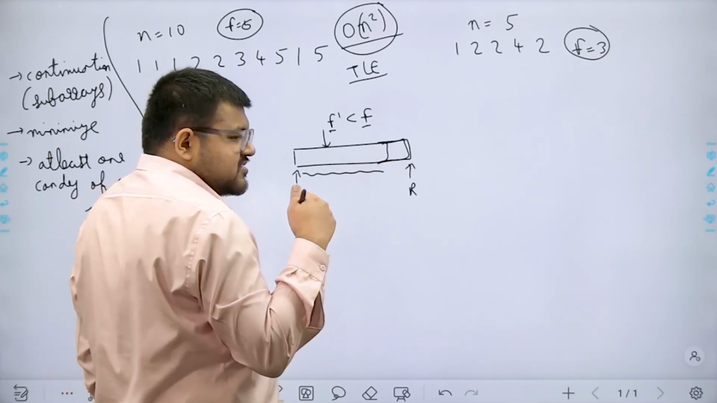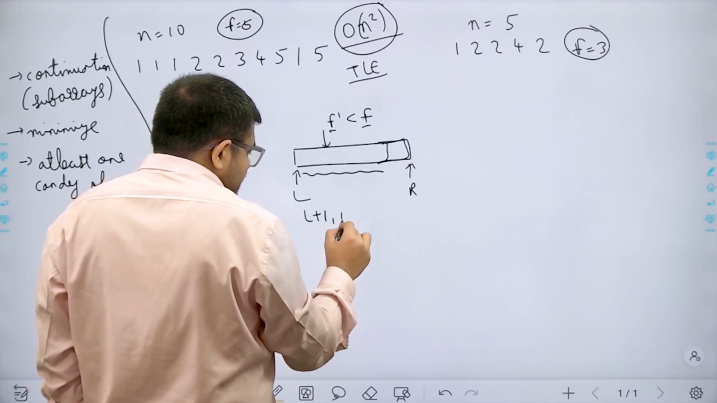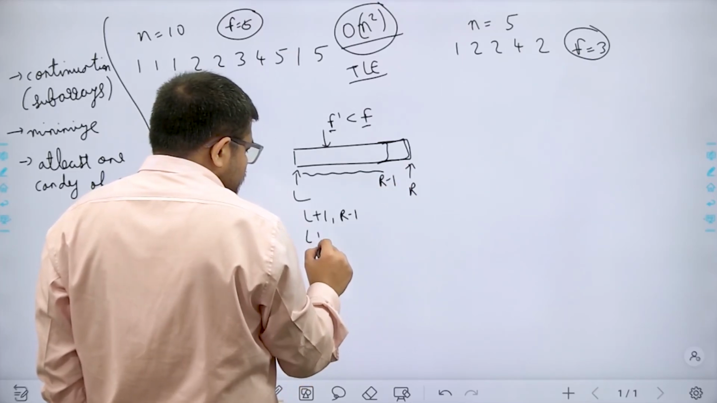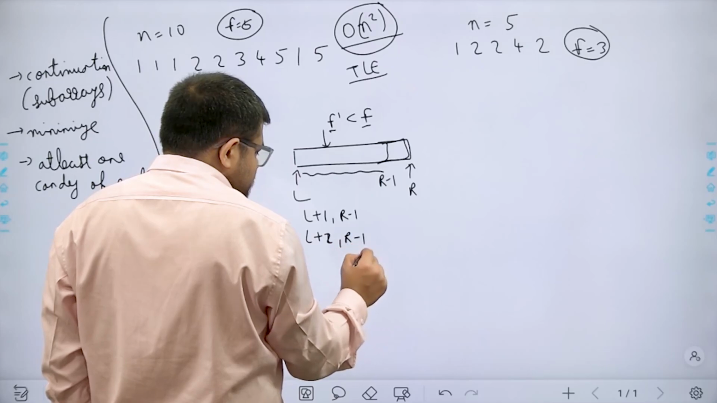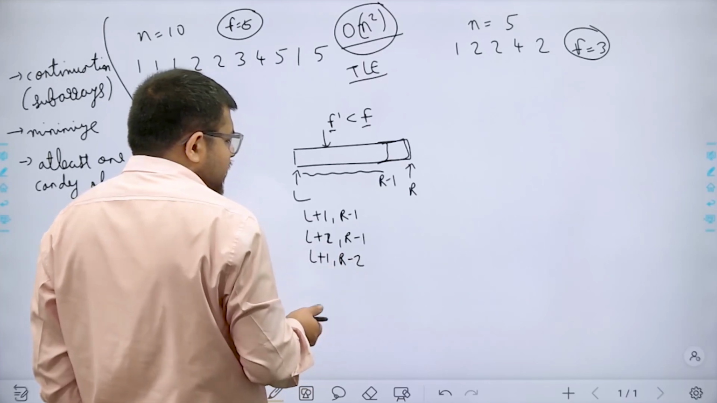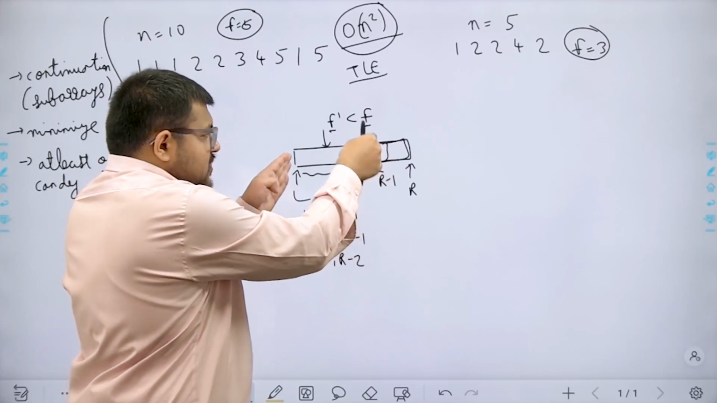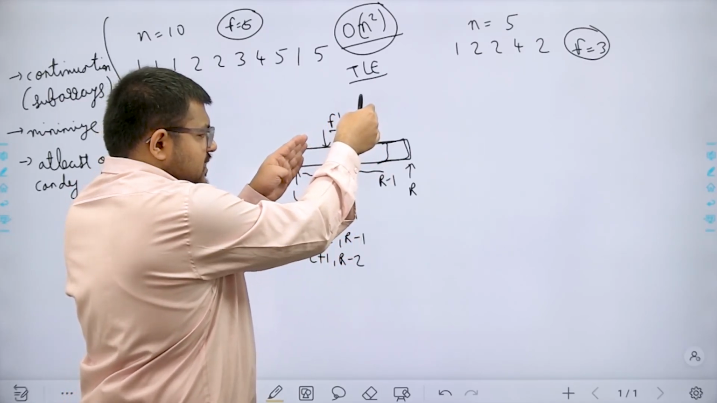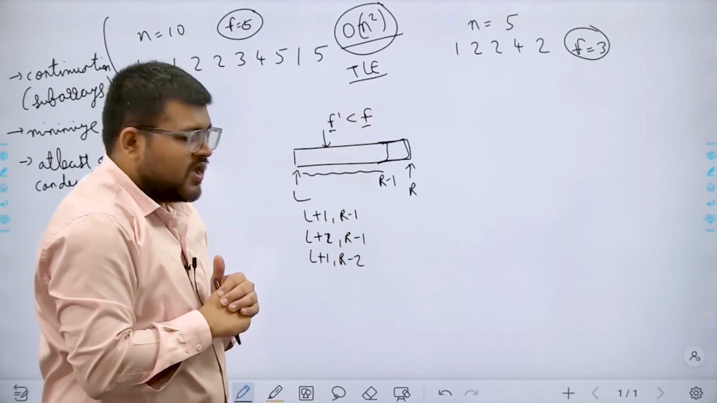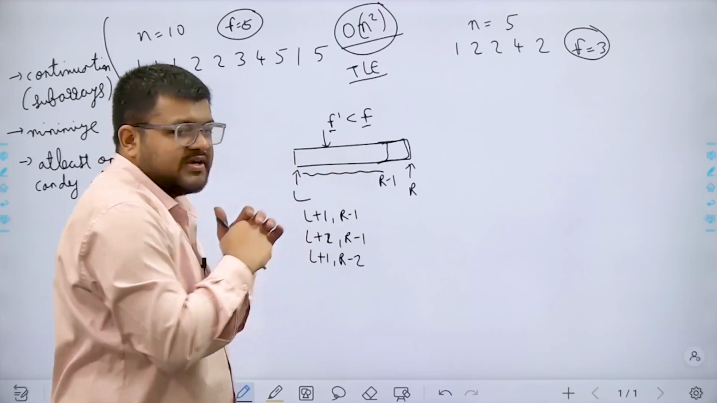So what are the subarrays which I will never calculate? I will never calculate the subarrays from L plus 1 to R minus 1, because if this is R, this is R minus 1. I will never calculate subarrays from L plus 2 to R minus 1. I will never calculate subarrays from L plus 1 to R minus 2, and so on. And there is no need to calculate, because if from L to R minus 1 the number of unique candies is less than the total number of unique candies, then from L plus 1 to R minus 1, obviously this f dash will be less than f. From L plus 1 to R minus 2, obviously it will be less than f. From L plus 2 to R minus 1, obviously it will be less than that.